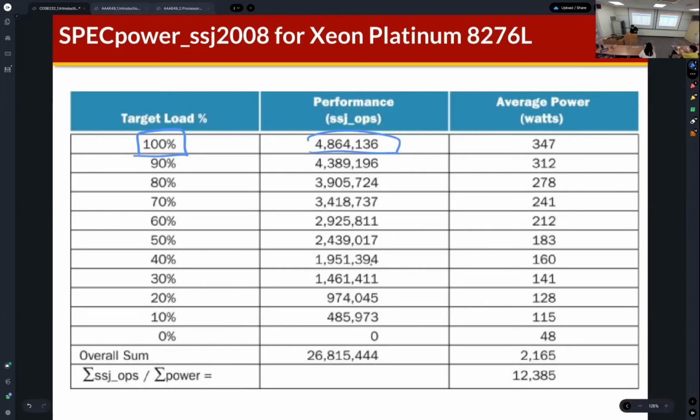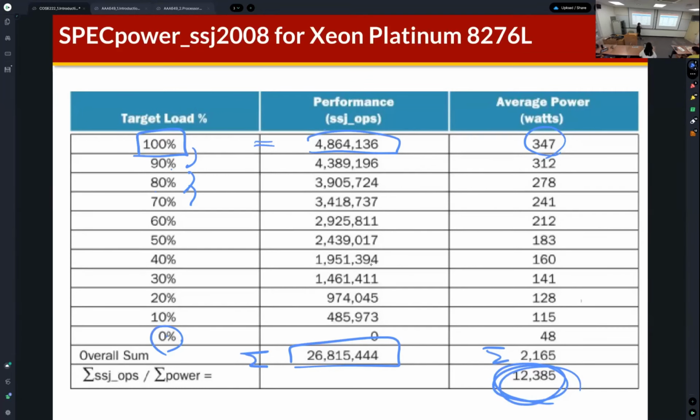Actually the performance is proportional to the target load, and you can also measure the power consumption of this server system. By changing the target load percentage, like 90, 80 down to 0%, we can also measure the power consumption of the server system. This is the overall sum of the SSJ_OPS, right? Here. And we can also accumulate the average powers for each target load percentage, and then we can calculate the SPEC power metric like this.